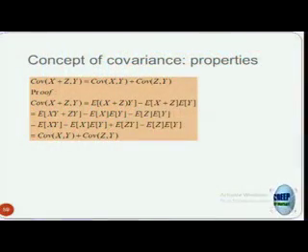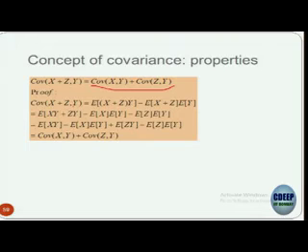Now, covariance of x plus z comma y. That's the next property we are going to look at. I am claiming it's covariance xy plus covariance zy. So, what is this? This is like a linearity of covariance. So, how do we prove this?